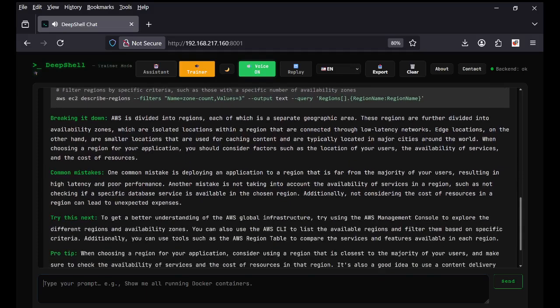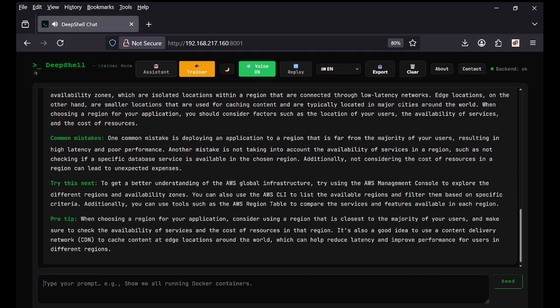Common mistakes. One common mistake is deploying an application to a region that is far from the majority of your users, resulting in high latency and poor performance. Another mistake is not taking into account the availability of services in a region, such as not checking if a specific database service is available in the chosen region. Additionally, not considering the cost of resources in a region can lead to unexpected expenses.